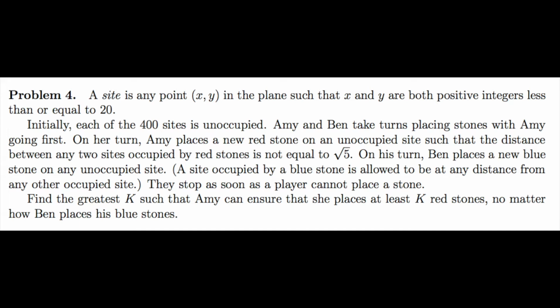On his turn, Ben places a new blue stone on any unoccupied site. A site occupied by a blue stone is allowed to be at any distance from any other occupied site. They stop as soon as a player cannot place a stone. Find the greatest k such that Amy can ensure that she places at least k red stones, no matter how Ben places his blue stones.